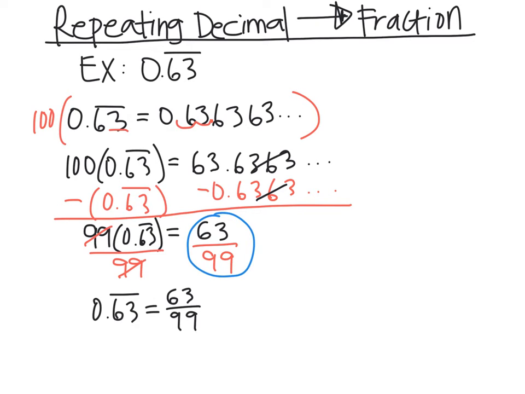Now always make sure that it's completely simplified. So it is 63 over 99, but if you simplify it all the way through, we actually get 7 over 11. So that is what my 0.63 repeating decimal is equivalent to. That's my fraction.